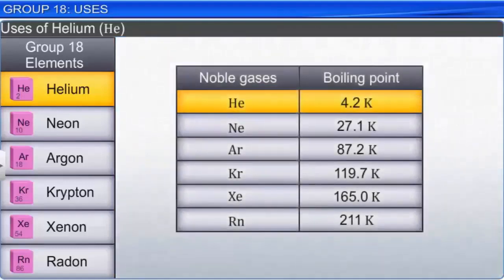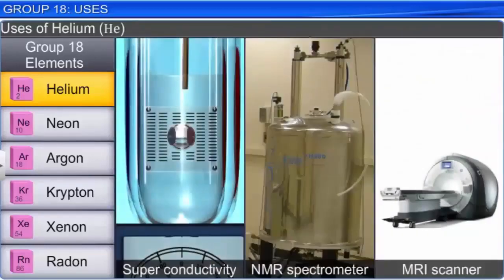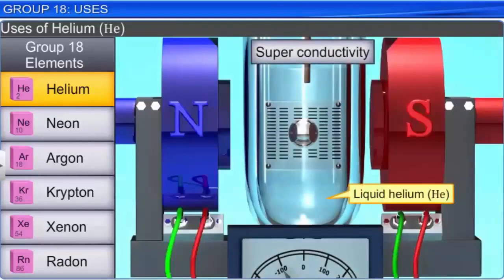You know that helium has the lowest boiling point among all the elements in group 18. Moreover, it has the lowest boiling point of any element, just 4.2 Kelvin. Hence, liquid helium is used as a cryogenic agent to perform experiments at very low temperatures. Liquid helium finds use in cryoscopy to obtain the very low temperatures required for superconductivity.